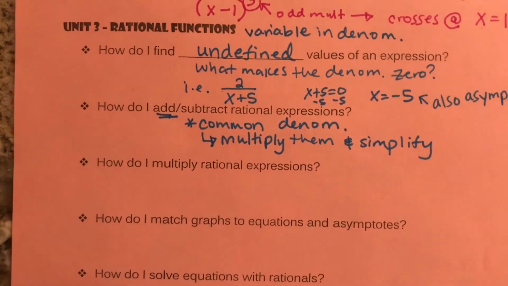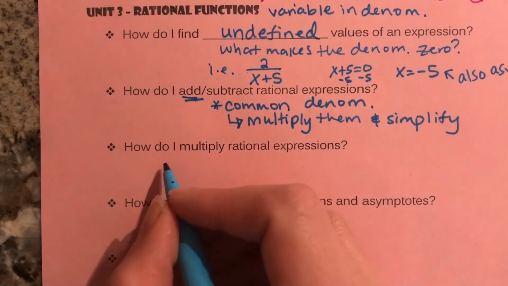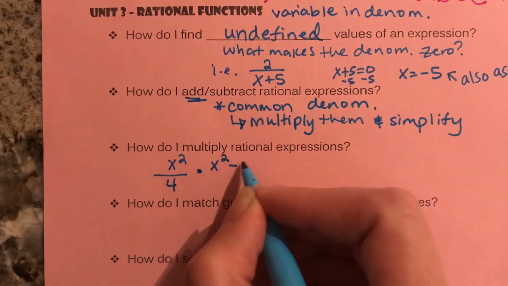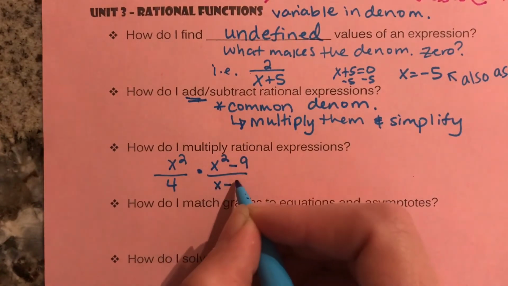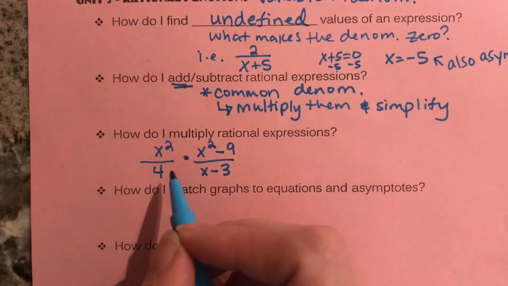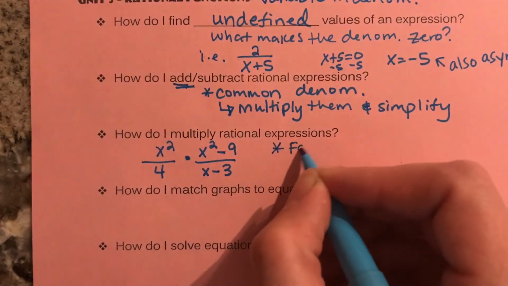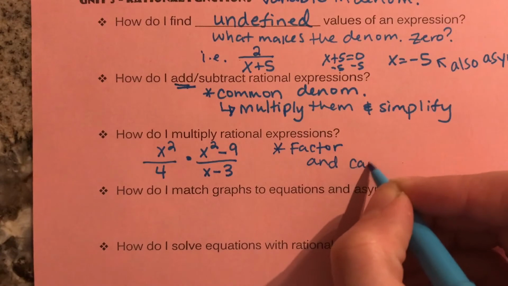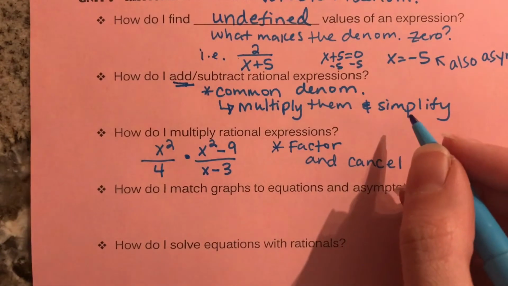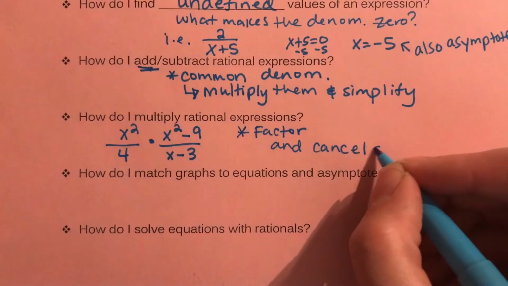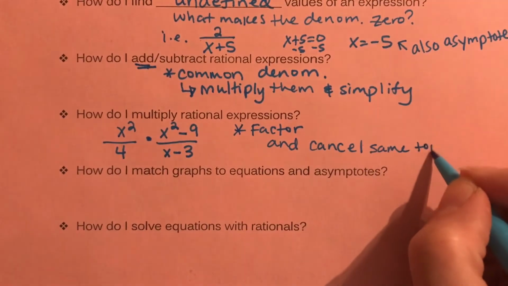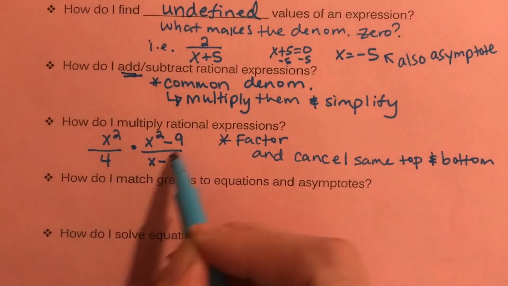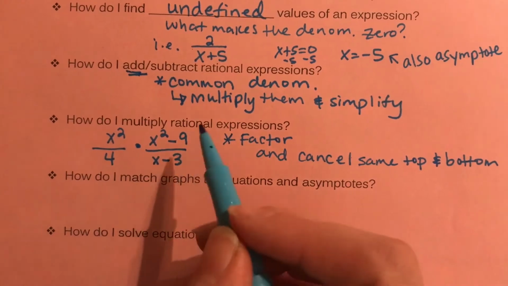How do I multiply rational expressions? So when we multiply, that's where you might see something like that. When I multiply, I'm trying to see if I can factor and cancel. So anything that I see in the top and the bottom, I'm going to cancel. So cancel if there's the same top as the bottom. So if I factor this and I have an x minus 3, then I can cancel those out.